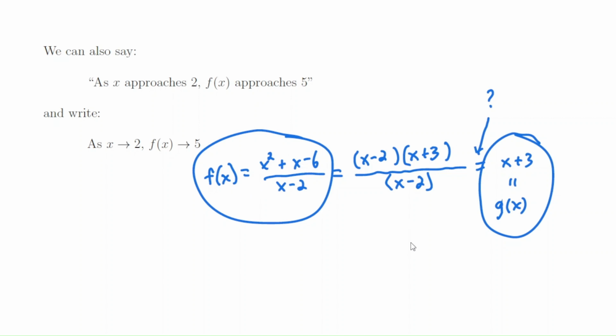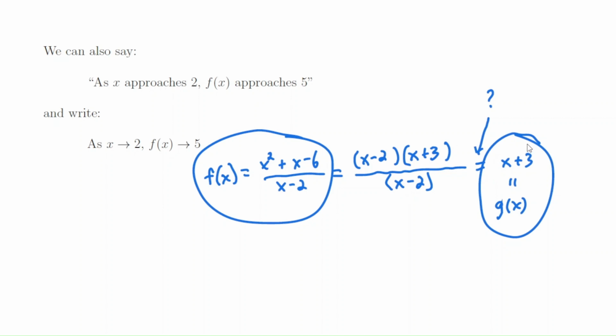But there's one input where they differ. And that input is 2. It turns out g of 2 is 5, but f of 2 is undefined. If you plug in 2 everywhere you see an x here, what do you get? Well, in the denominator you get 0. In the numerator you get 5 times 0, which is 0. And you can't really cancel those zeros, right? You just get 0 over 0, which is undefined. So these two functions are almost the same.